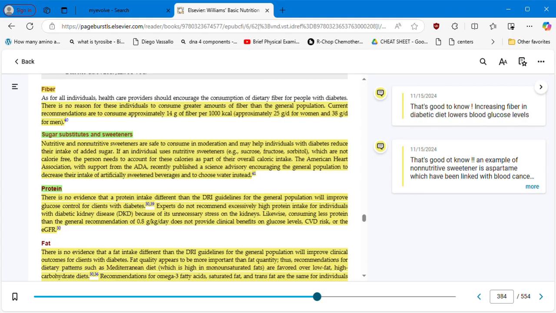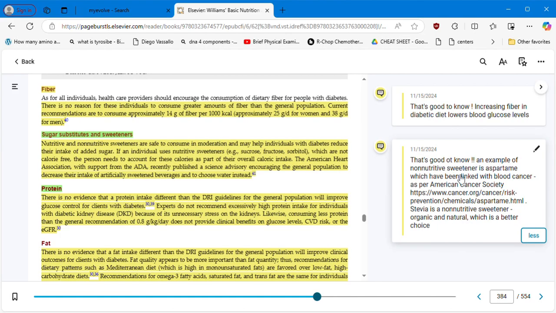Sugar substitutes and sweeteners. Okay, nutritive and non-nutritive sweeteners are safe to consume in moderation and may help individuals with diabetes reduce their intake of added sugar, right? The nutritive sweeteners are your sucrose, your fructose, your sorbitol, okay? But among the non-nutritive ones, we have Splenda, Sweet'N Low, and those are high in aspartame, which is related to cancer, blood cancers.